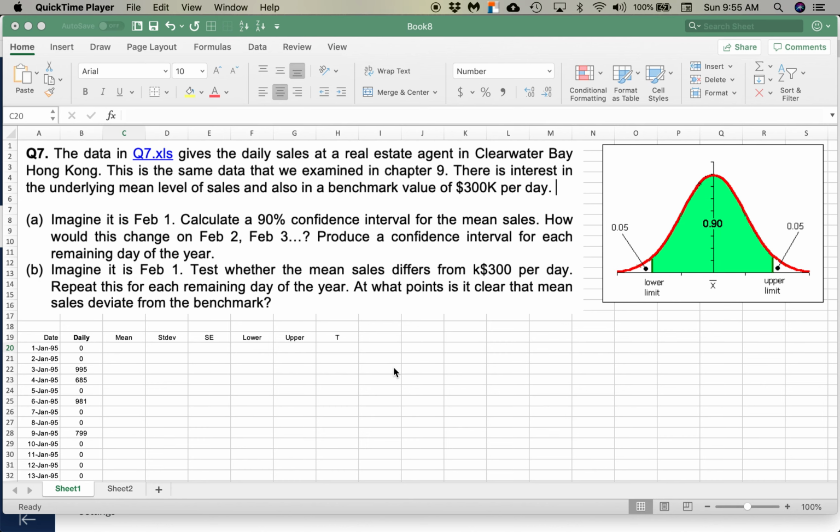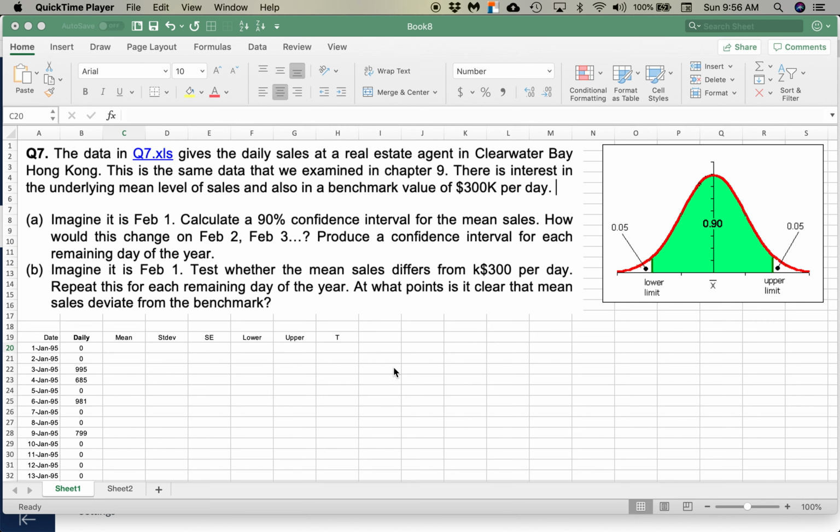In this problem, I'm going to teach you some new Excel skills that should be helpful for you moving forward. We begin by reading the data in Q7, which I have copied here for you, gives the daily sales at a real estate agent in Clearwater Bay, Hong Kong. This is the same data that we've examined in Chapter 9. So there is interest in the underlying mean level of sales and also in a benchmark value of $300,000 of sales per day. So those are our marching orders.